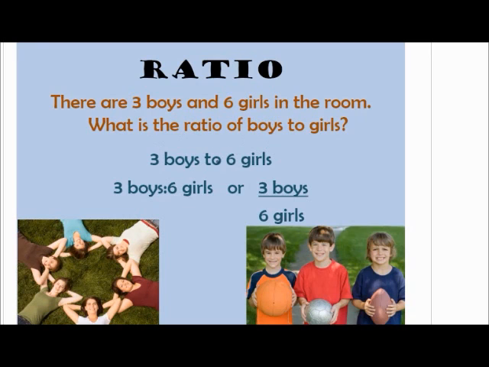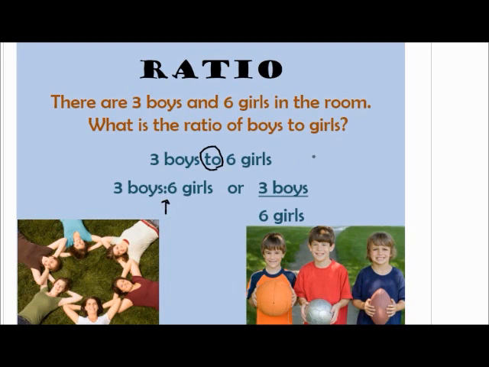So in this case, we're using the word to. 3 boys, colon, 6 girls. So this time we're writing it like this. And then we have our third option where we can write it as a fraction. 3 boys to 6 girls. So no matter how we write it, it's all read 3 boys to 6 girls. Whenever we study proportions later on in this unit, we're going to be writing our ratios in fractional form.